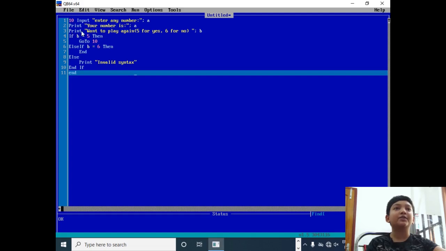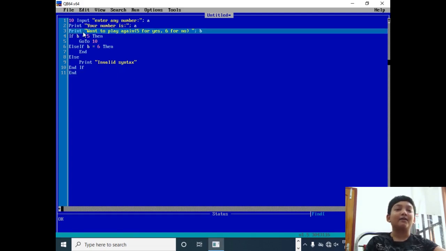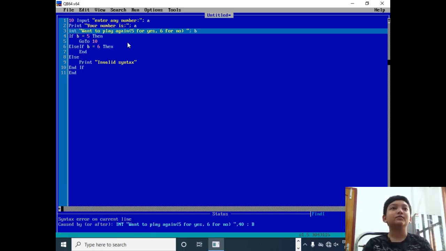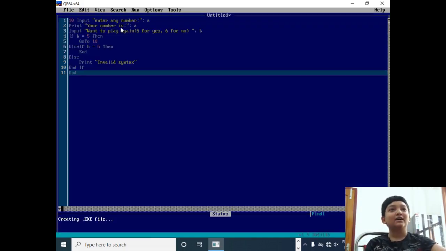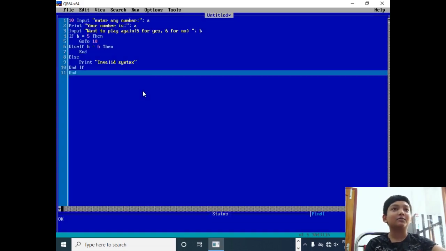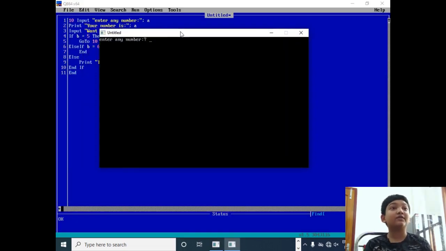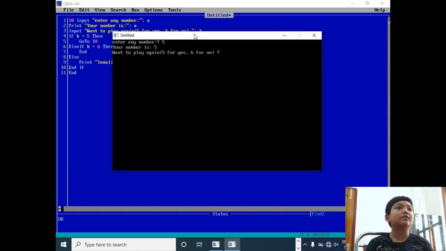Sorry, I have given a print statement. A very big mistake. I have to give input. Small mistakes always happen while making these types of things. See, enter your number: 5. Your number is 5, and then want to play again: 5.